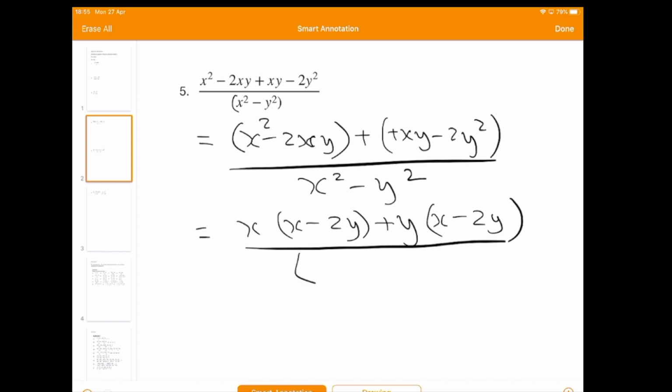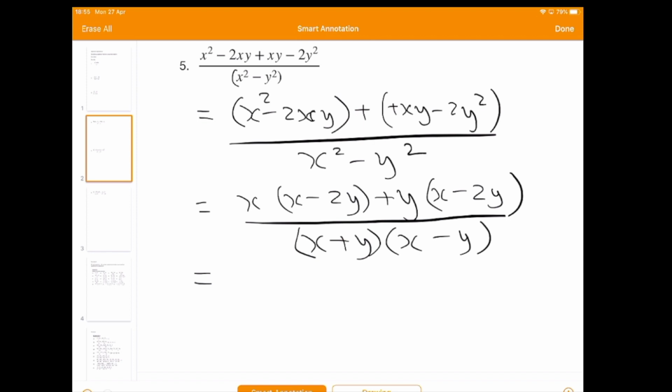All right. Then the denominator is difference of two squares. So draw your two brackets, put a plus in one bracket and a minus in the other bracket, then take the square root of x squared and y squared. So you get x on the left and you get y on the right.